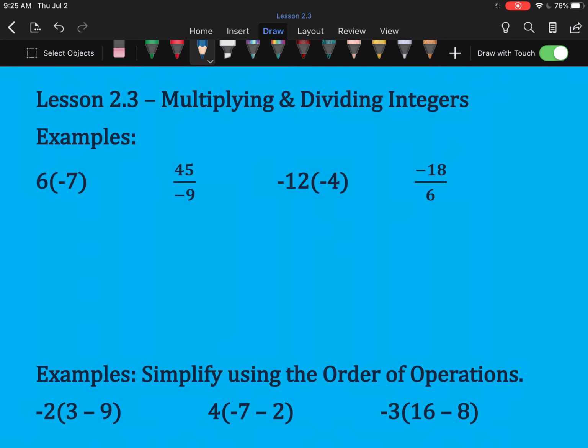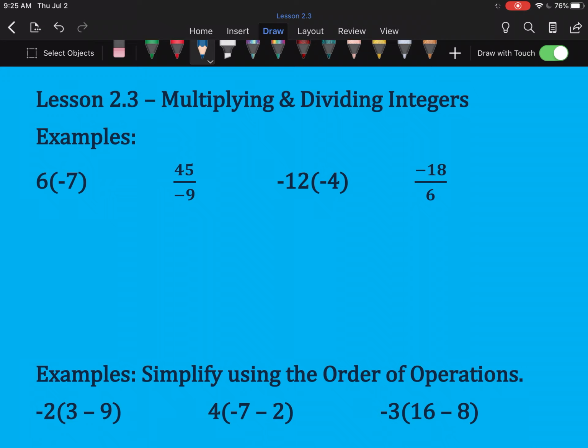Okay, now we're going to multiply and divide with integers. So this is a little bit easier, I think. If the two numbers that you're multiplying or dividing have the same sign, then your answer is positive. And if they have different signs, the answer is negative. That's it. So the way I like to do these is I just do the operation, and then I decide if it's a positive or negative number.